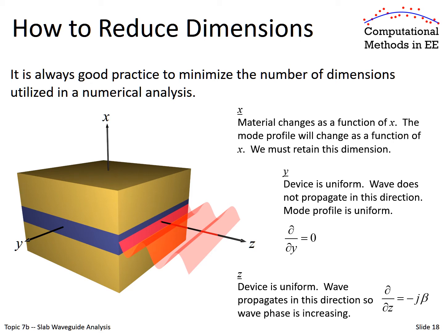Now in the z direction, the slab waveguide is uniform. So maybe we're tempted to say, well, if we take any derivatives in the z direction, that should be zero. And that's not quite true, because the wave accumulates phase in the z direction. So the derivative in the z direction of the wave is not zero. Now it'll turn out it's just a little constant minus j beta, and we'll get into why that is in a few slides. But the point is, we can simplify our system of six equations down using what we discussed on this slide.